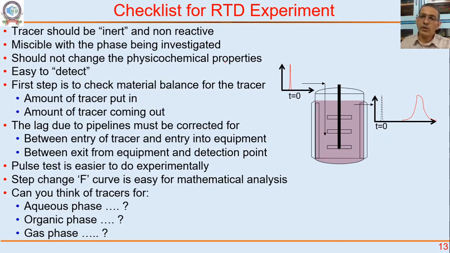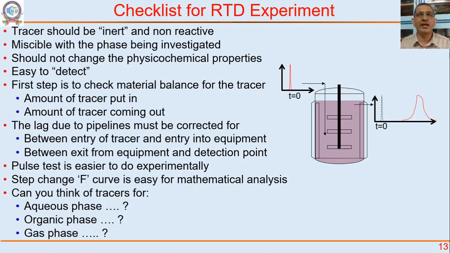So when you want to do an RTD experiment, what are the things that you should be doing? First of all, the tracer should be inert and non-reactive at the conditions. Your reactor may be operating at, say, a couple of 100 degrees centigrade, 20 bar pressure, but the tracer should not degrade. The tracer should not react under the conditions of the reactor. Tracer should be miscible with what is being investigated.